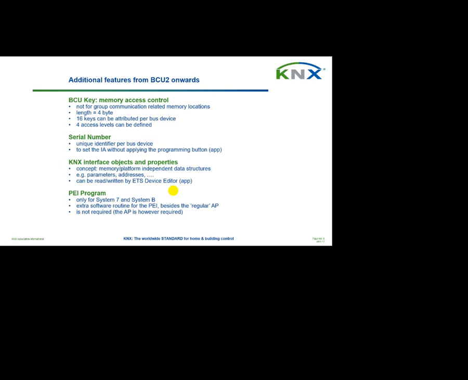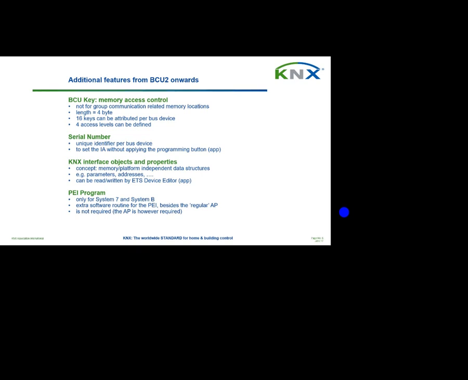As such, it's not good practice, but you can do so. Therefore, there's also the serial number, but again, only from BCU2 onwards. By the way, it is also interesting to know that there is an app that can put the BCU2 device, or higher of course, into programming mode without pushing the programming button. So that could be done via the serial number. More information is of course to be found on the KNX online shop.